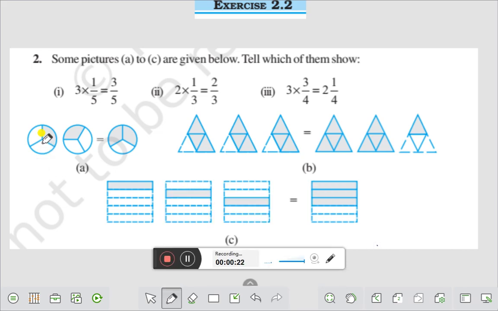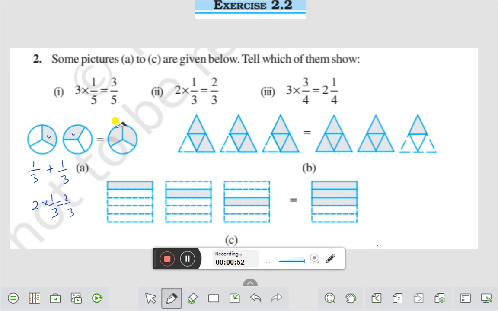solve this problem. Here you see, out of 3 parts, one part is shaded. That is 1 by 3. Plus this one also, you see that one part is shaded and there are 3 parts, that is 1 by 3. That is 1 by 3 plus 1 by 3, that means 2 into 1 by 3. Here is 2 into 1 by 3.